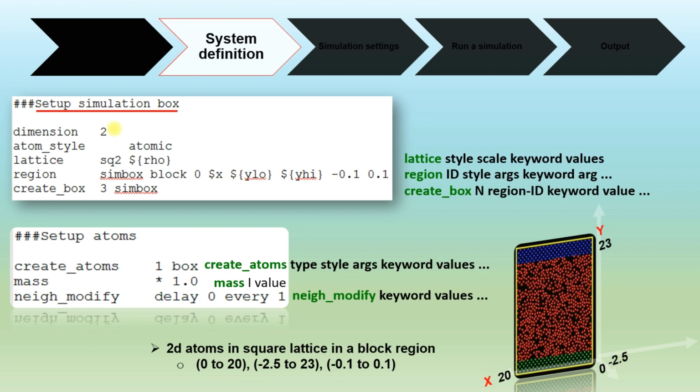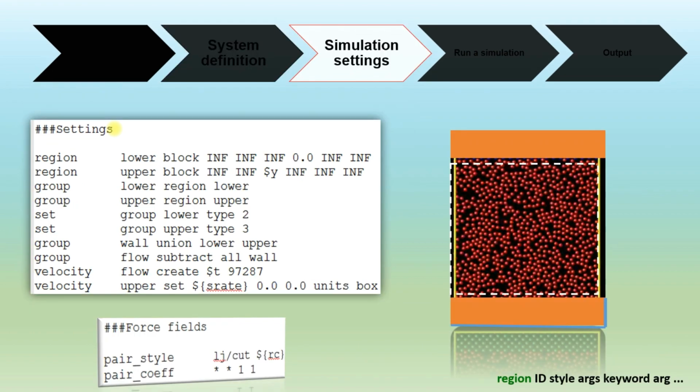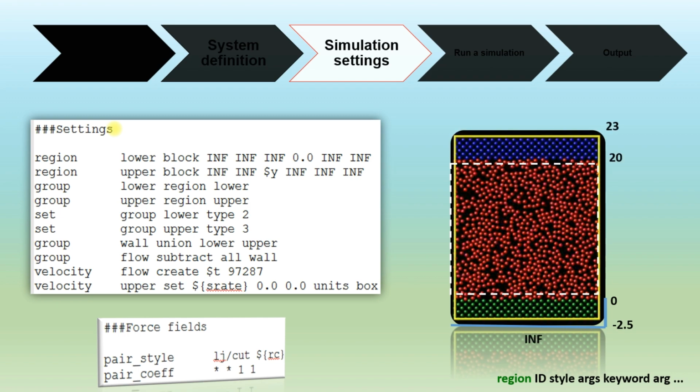So let's move on to the next section, and here the next section is simulation setting. Region command is defined here once again. Now we are using it to define different regions in the simulation box, so the same command can work in two categories. For setting categories, we are defining some regions in the box.